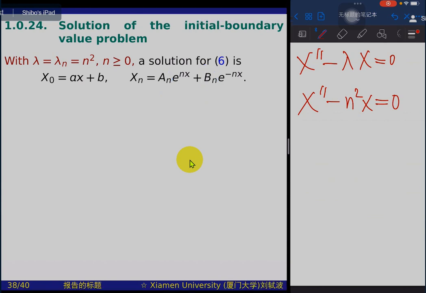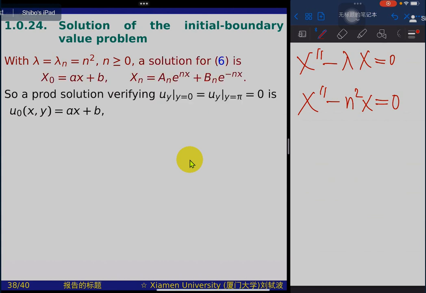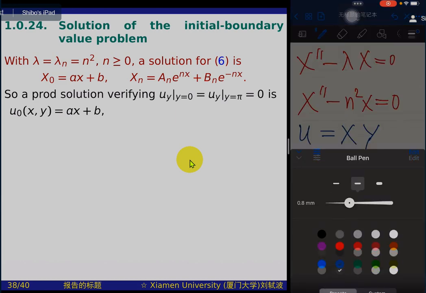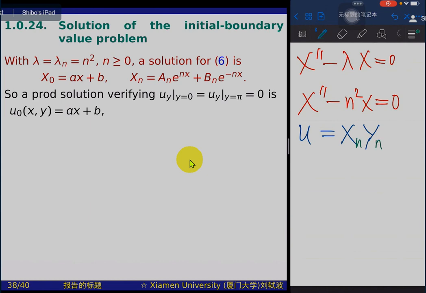Okay? Now, having obtained xn, including the case n equals 0, that is x0, our product solution is x times y. But since you have a sequence of xn and yn, the product solution will also be denoted by un. Right? That is un(x,y) equals xn(x) yn(y). Now, when n is 0, y0 is 1. Okay? And therefore, u0(x,y) is ax plus b. U0 does not depend on y.